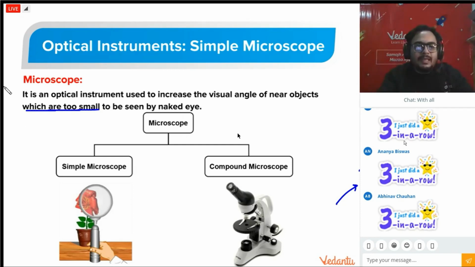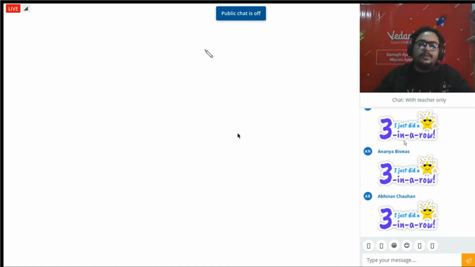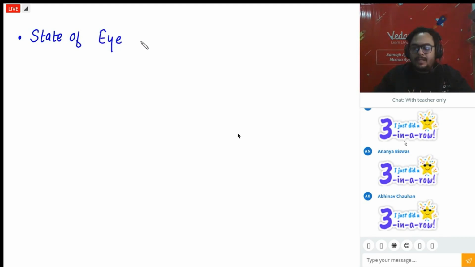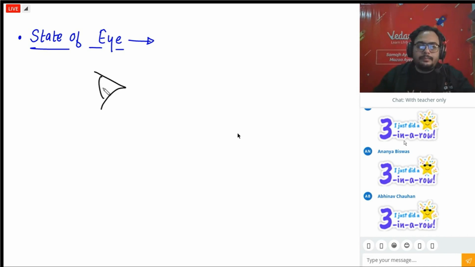So let us see what actually happens in case of a simple microscope. Before that, you have to understand one thing, which is the state of eye. State does not mean Raj in this case, okay? Not that state. State, I am trying to say condition of the eye, okay? So if something is placed, suppose this is your eye. This is your eye, and an object is placed at a distance of 25 centimeter, which is the near point.